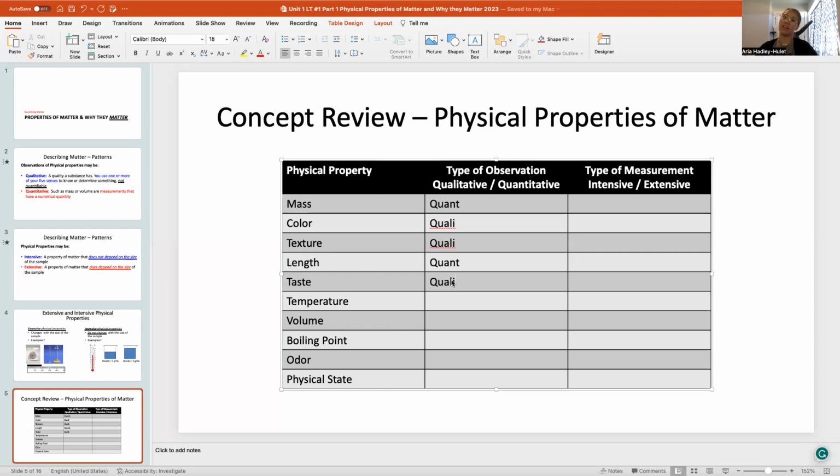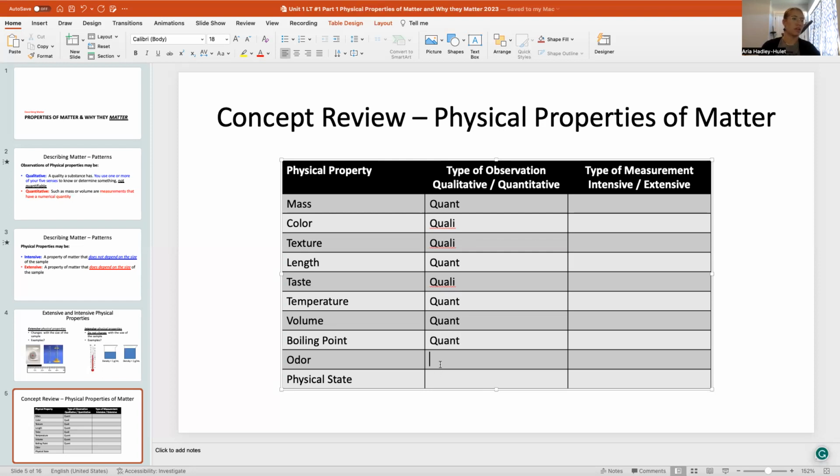It's not even taste broadly, it's what was that observation. So if it tasted salty, there's not a number associated with that, so it'd be qualitative. Temperature, there's usually numbers, so that'd be quantitative. Volume, we usually have numbers, quantitative. The temperature at which something boils, boiling point, quantitative.